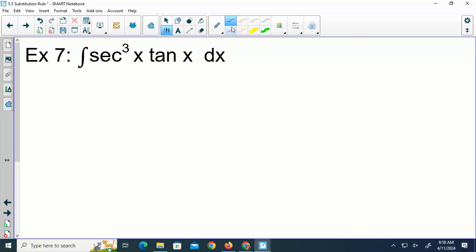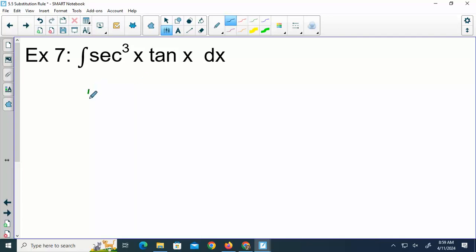Looking at this one, can we just do the antiderivative as it's written? No, because it's a product. We have x's in both of them. We don't have a single trig function that has a derivative of secant cubed x tangent x, so that won't work. So we have to pick one for our u.